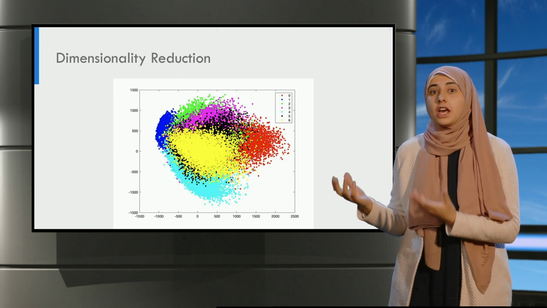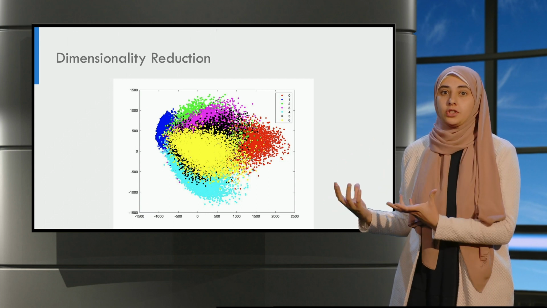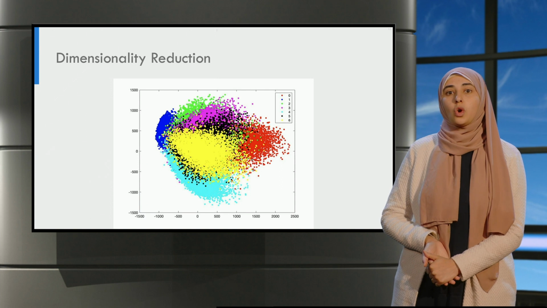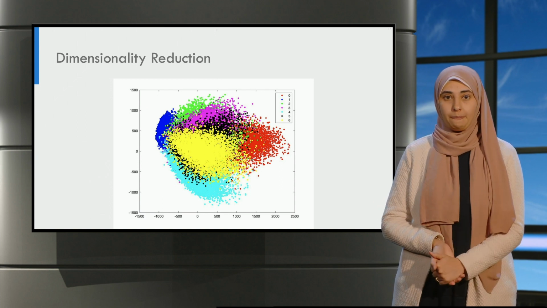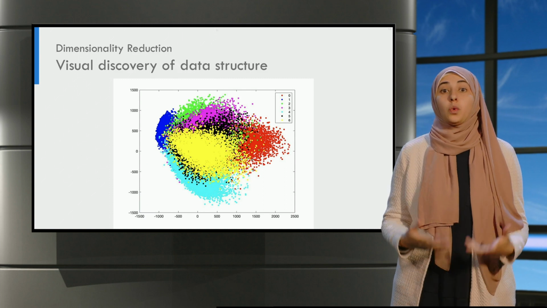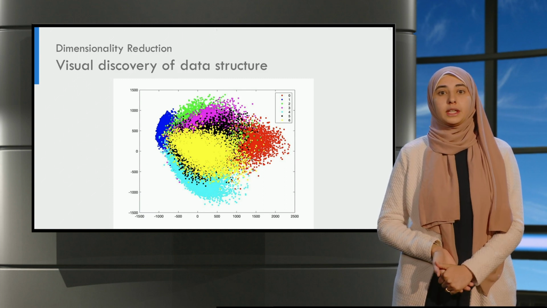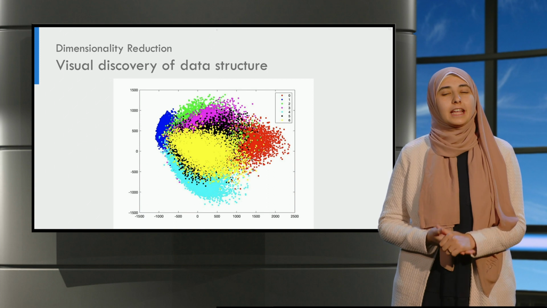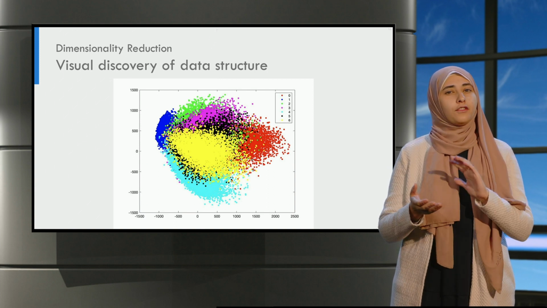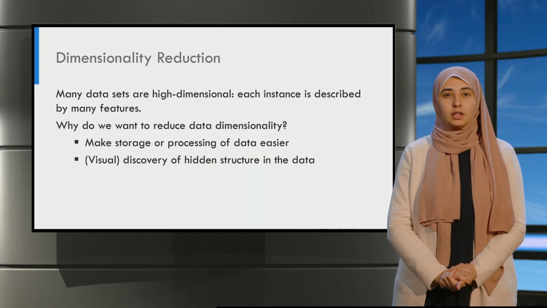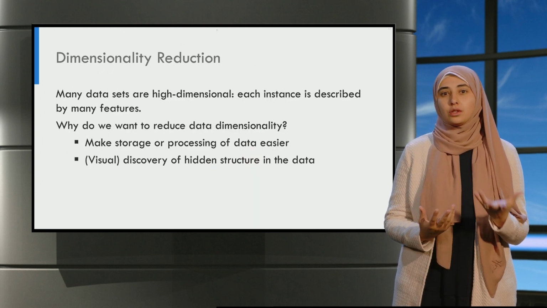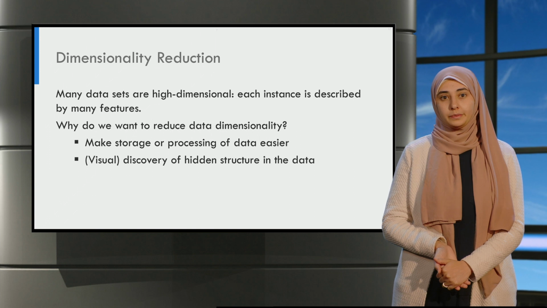As you can see, there are already clear clusters visually detected when showing only 2 features chosen by dimensionality reduction techniques. So another important reason for using dimensionality reduction is data visualization. It helps discover hidden structure in the data. We now have 2 reasons to use dimensionality reduction.